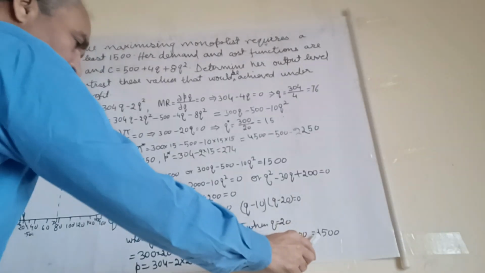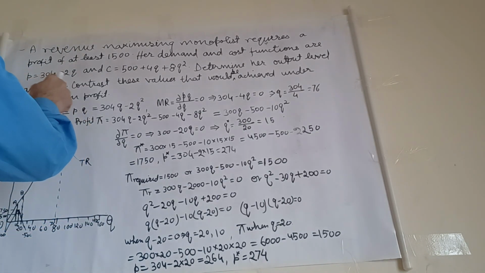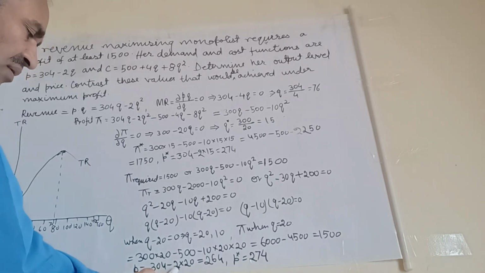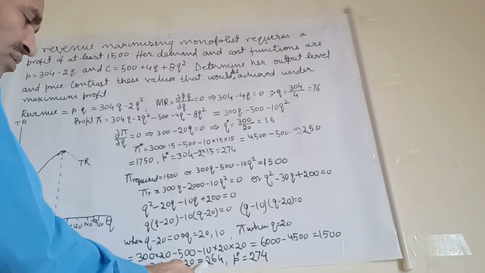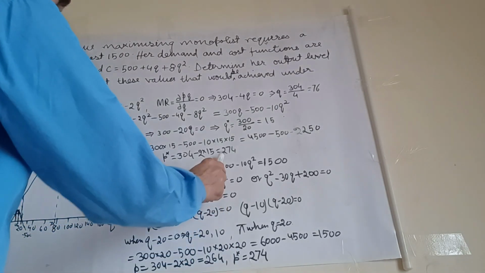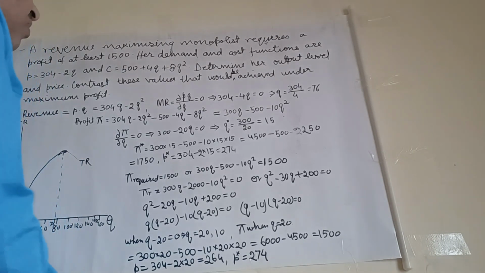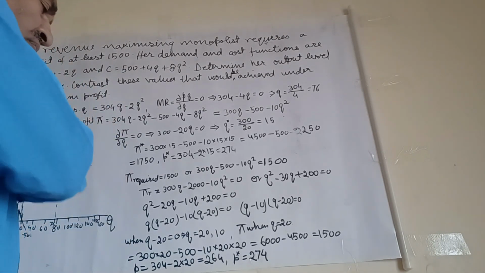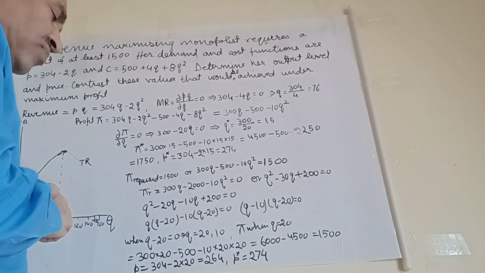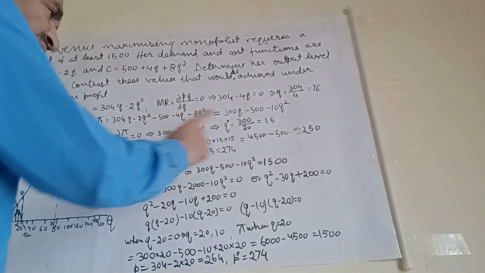So at this output, what is the price? The P equation is 304 minus 2Q. So P is equal to 304 minus 2 times 20, that is 264. And what was the P star? It was 274. So that is what we need to contrast. For the profit maximizing value, the price would be higher, 274 instead of 264, and quantity lower, 15 instead of 20.